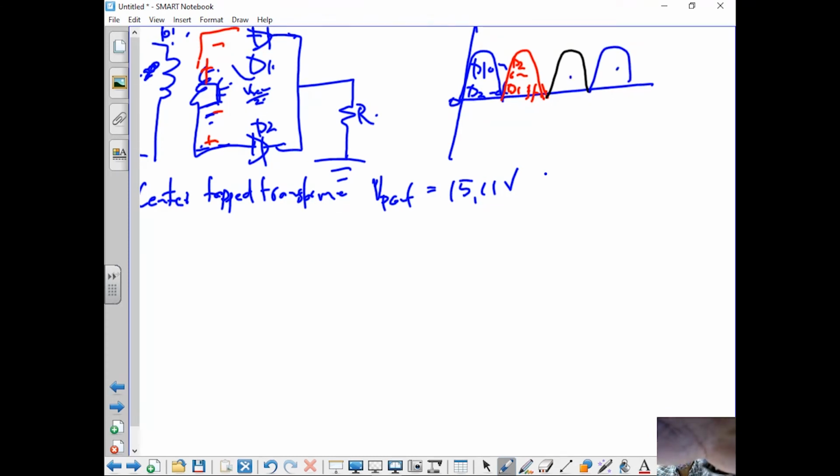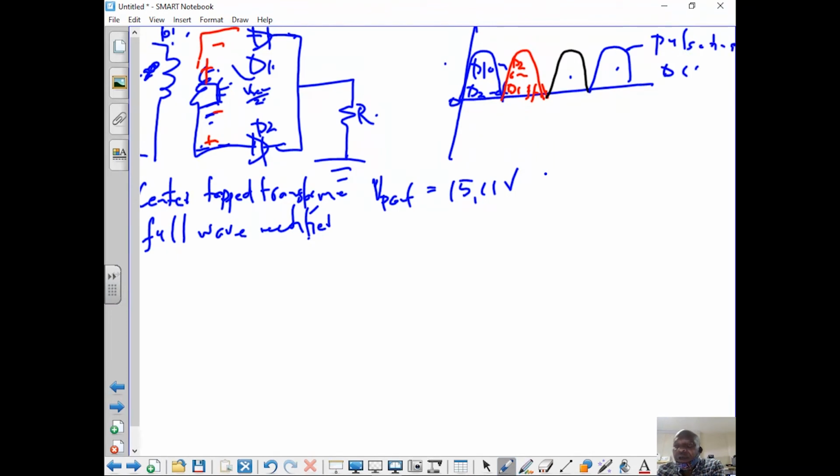Repetition of number 1, repetition of number 2. Now this circuit that we have, we call it a center tapped full wave rectifier. It's a very interesting circuit. We put in an AC there, and we have a circuit here which gives us a pulsating DC.